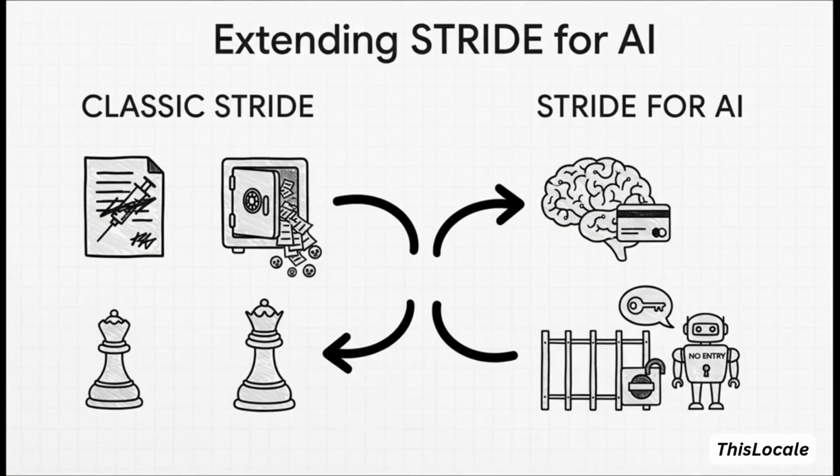Let's make this really concrete with a quick example. Take the classic STRIDE framework, which many of us already use. We can just extend it for AI. Tampering is no longer just about changing a file on a server, now it's about data poisoning. Elevation of privilege isn't just a user gaining admin rights anymore, it's a prompt injection attack that tricks the AI into calling a high-privileged tool it should never touch.